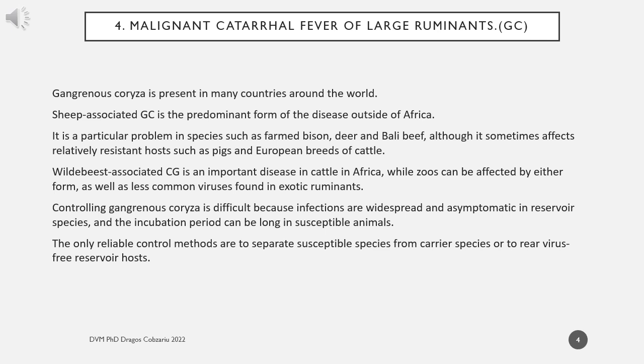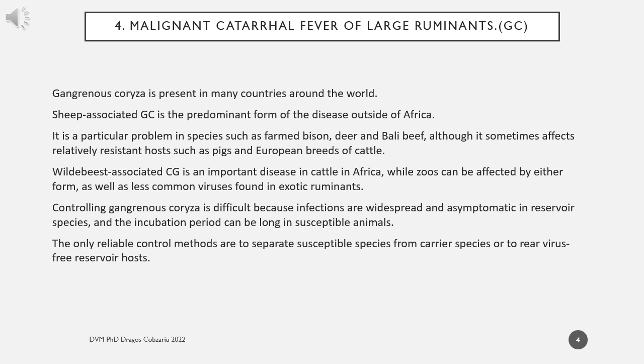Controlling gangrenous coryza is difficult because infections are widespread and asymptomatic in reservoir species, and the incubation period can be long in susceptible animals. The only reliable control methods are to separate susceptible species from carrier species or to rear virus-free reservoir hosts.